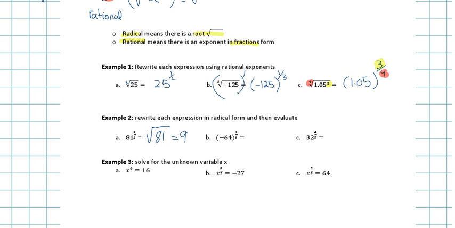Okay, how would I write negative 64 in brackets to the power of 1/3 in radical form? Cube root of negative 64. I would like you guys to find the answer for that, because the question is asking you to evaluate. It should be negative, right? Yeah.